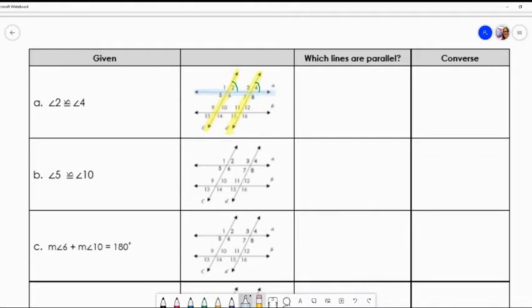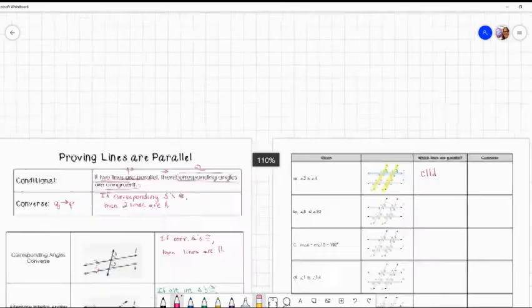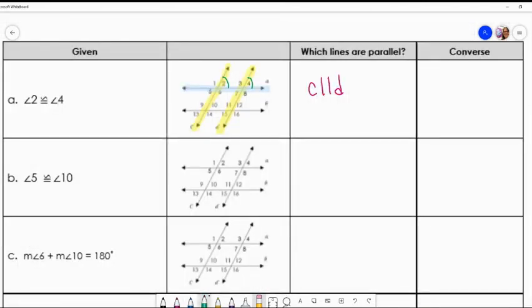Okay. So it asks which lines are parallel. Well, we know that line A is the transversal. So which are the two parallel lines? It's line C that's parallel to line D. So that's my parallel line symbol, okay? And what's the converse relationship that proves that these lines are parallel? Well, 2 and 4 are corresponding angles. So if corresponding angles are congruent, then the lines are parallel.